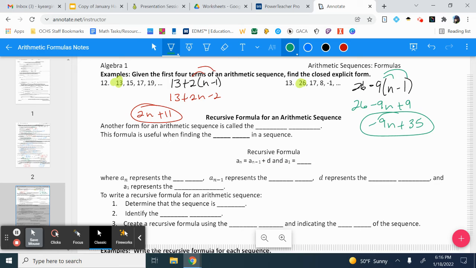Now, as we talked about, there's a second type of formula for an arithmetic sequence that we can find. We said that an explicit formula gives us a specific number. So if I want to find the 102nd term, then I can totally do that. Well, the recursive formula is simply going to be useful when we're finding the previous term in a sequence, or the next term. So we have to use the previous term in order to find the next one. So this would be the recursive form.